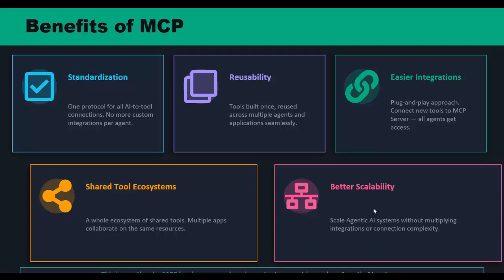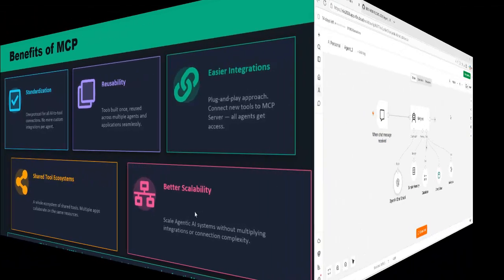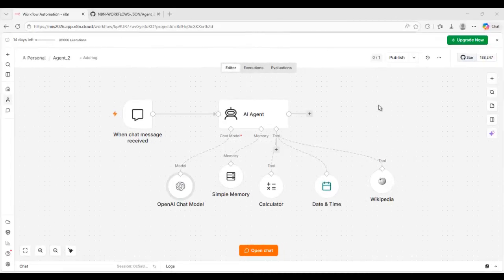Now let's implement and build MCP using n8n. Let's jump to n8n. Now that we have understood the concept of MCP, let's finally implement MCP practically using n8n. Before building MCP, let's first understand the workflow that we already created earlier, which you can see here.